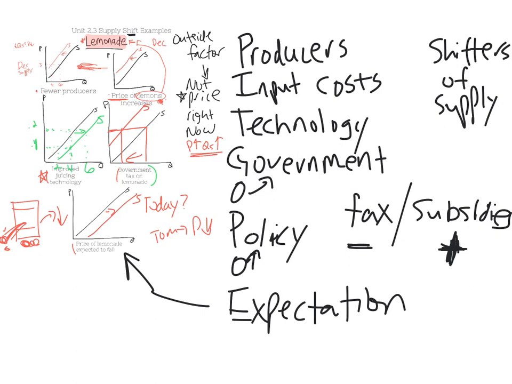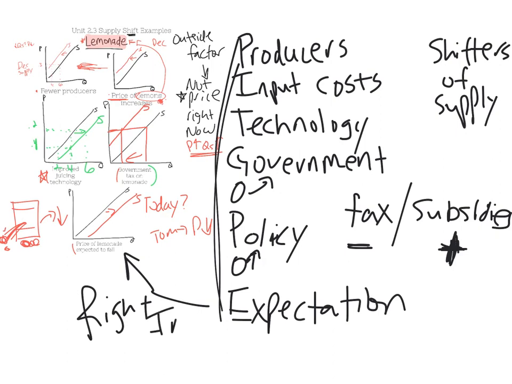All right, so PIT-GOPO are our supply shifters. Know it, memorize it, and then know which way it shifts the supply curve. Remember, to the right is an increase, and then to the left, sorry, I ran out of room, is a decrease. Remember that for supply.